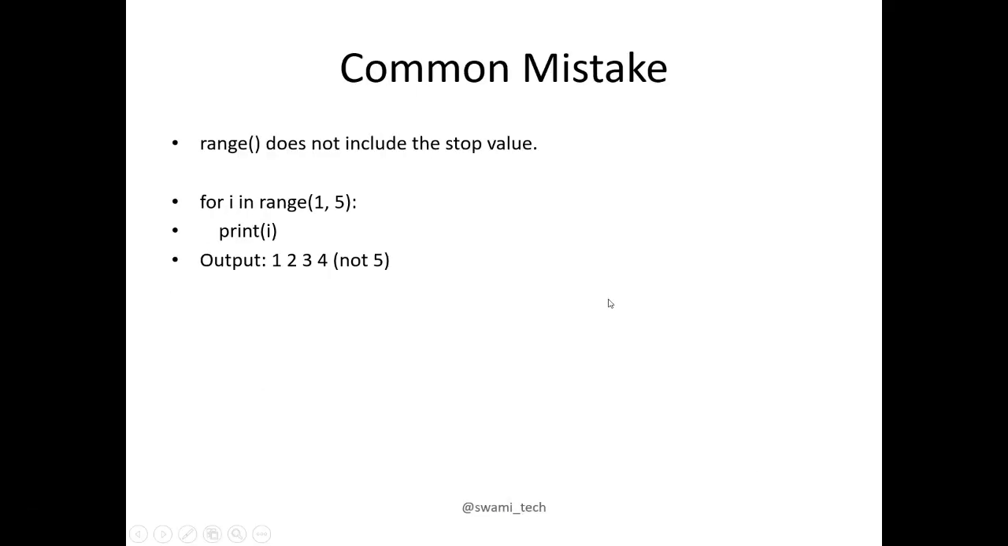Let's move to our next slide. Here are some common mistakes that we can make while creating a range: it does not include the stop value. There always has to be a stop value. For example, for i in range(1, 5): print(i). The output will be 1, 2, 3, and 4, and not 5. Just keep this in mind: it's always n minus 1.